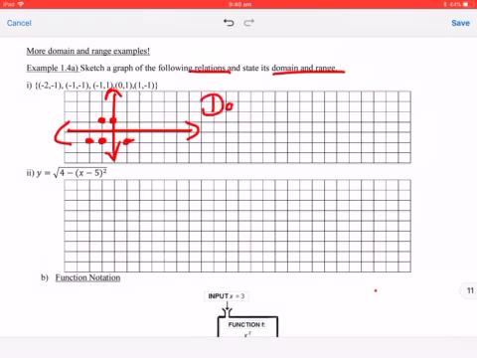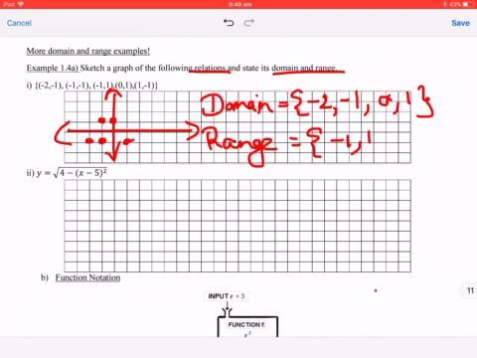Well, in this case, the domain is, as you all know, the x values where the function exists. So what x values does the function exist at? It exists at -1, it exists at -2, it exists at 0, and it exists at 1. So that's the domain. Now the range is the set of y values. So the range is going to be just -1 and 1 because they're the only two y values where this graph actually exists. So that's that one.